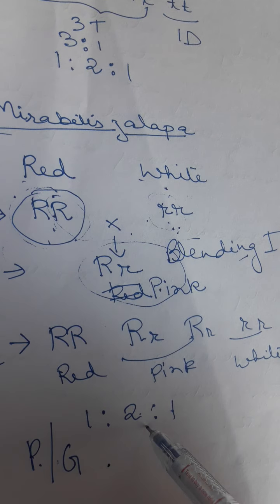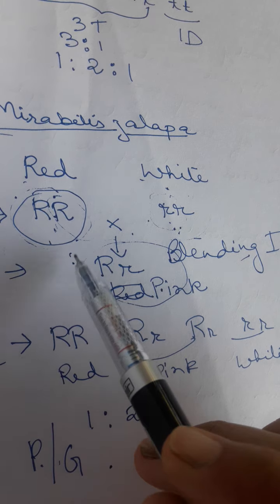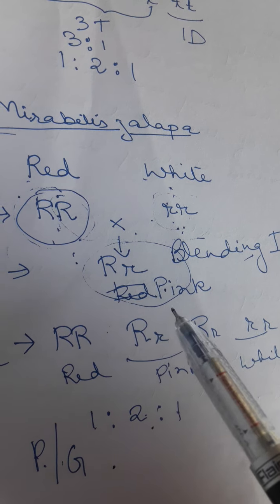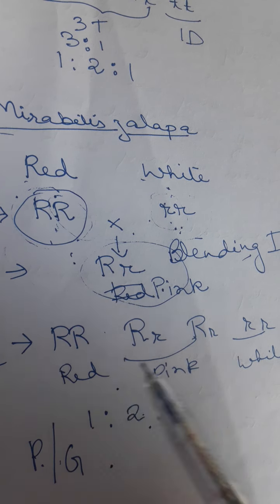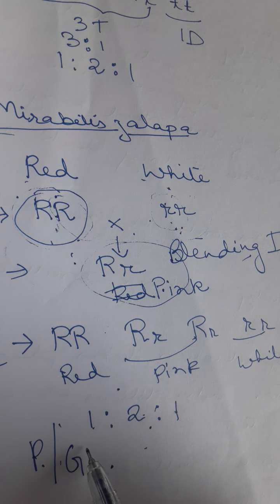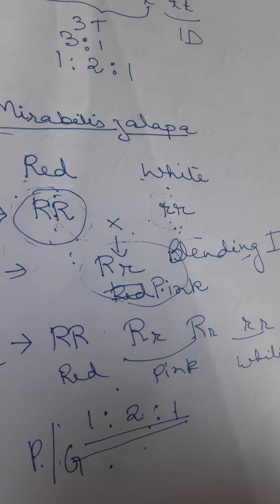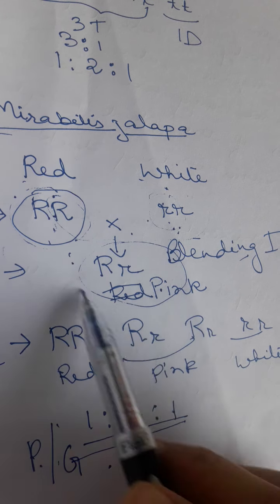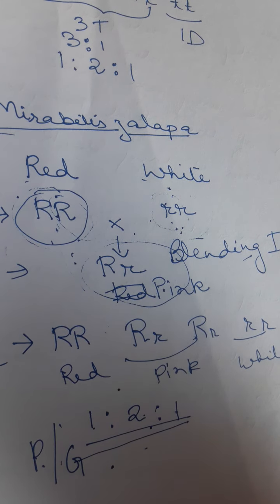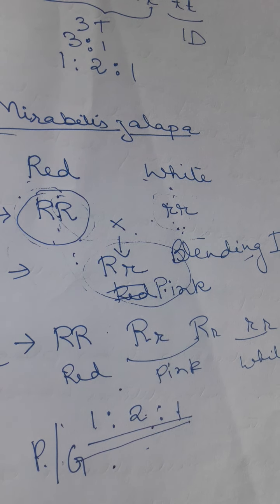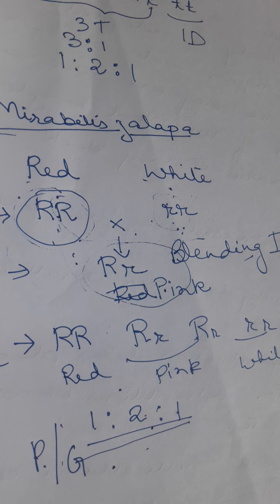It is important because it shows the deviation from Mendel's monohybrid cross. That means the 3:1 ratio is deviated and a 1:2:1 ratio is obtained. So study them, go through them properly. Earlier also everything was given to you, so it's just a part of revision. Go through it properly.